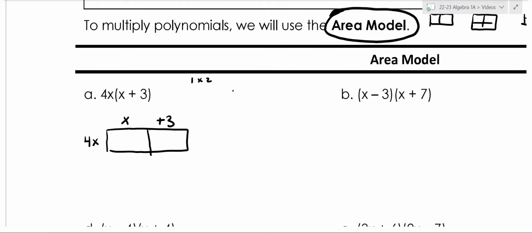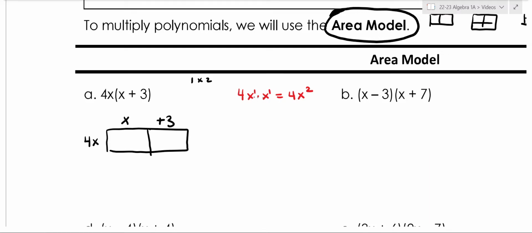Remember, when you add and subtract, you focus on the coefficients and the variables stay the same. The exponents stay the same. But when we multiply, we focus on both the coefficients and the exponents of the variables. So 4x times x is going to give us 4x squared. Why? Because this is a 1 and that's a 1, and this exponent plus that exponent is 2.